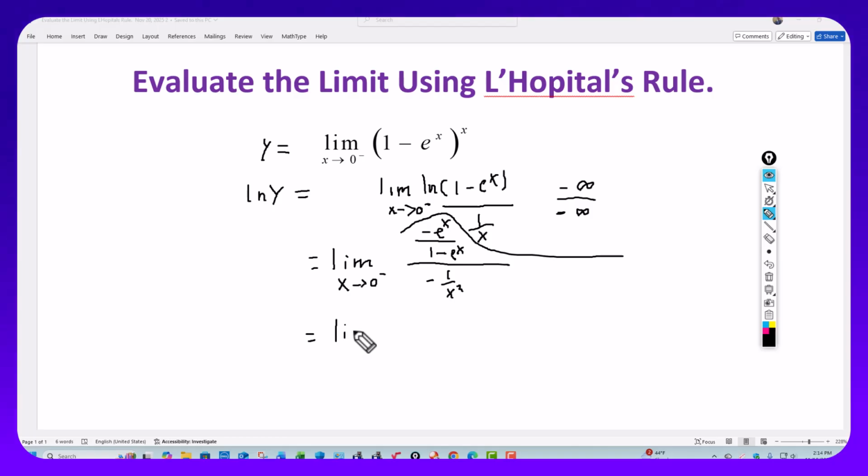And then this is equal to the limit. I'm just going to simplify. Took the derivative of the numerator, the denominator, and of course I have the limit as x goes to 0 from the left. Going to multiply the numerator and the denominator by x squared. At the bottom, it'll just give me a negative. You can cancel the negatives here.